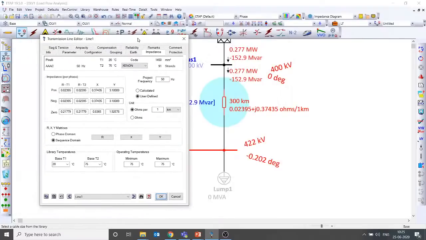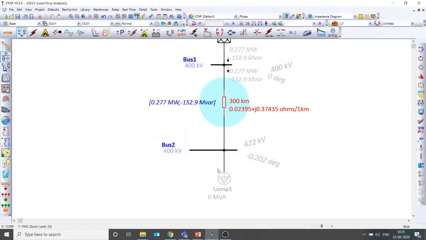right? So now I have resistance, reactance and susceptance. You can see no load connected at the receiving end. Sending end voltage is 400 kV, receiving end voltage is 422 kV. That happened because of shunt capacitance. If I am making the shunt capacitance 0, let's see what happens. Yeah, of course. So now you are very clear, pretty clear.